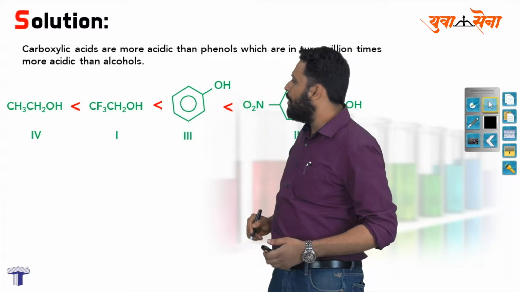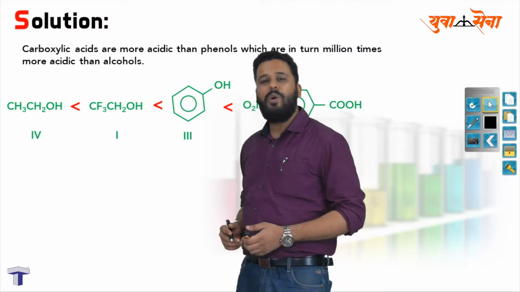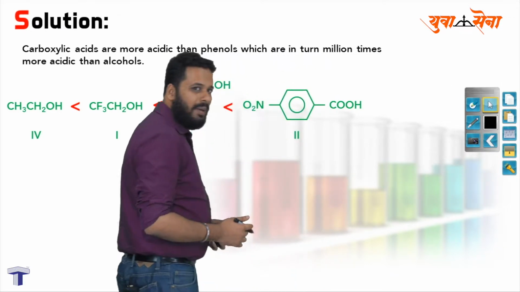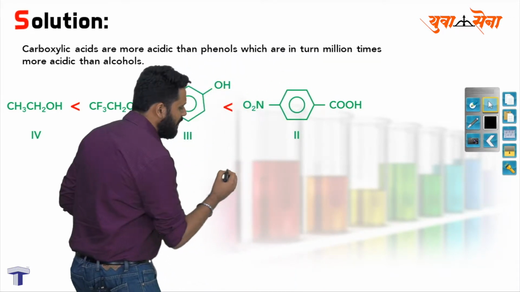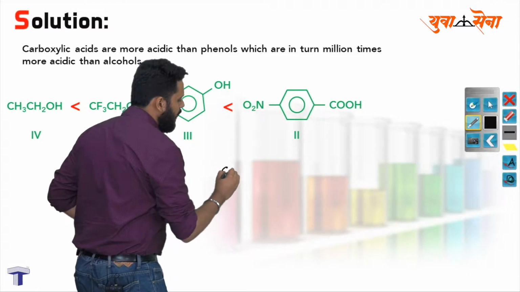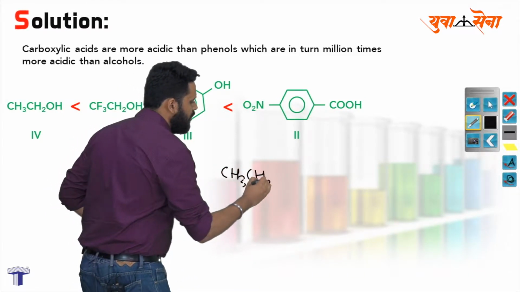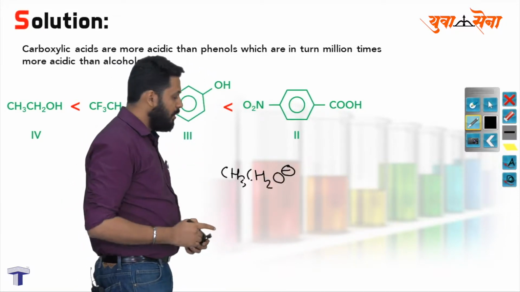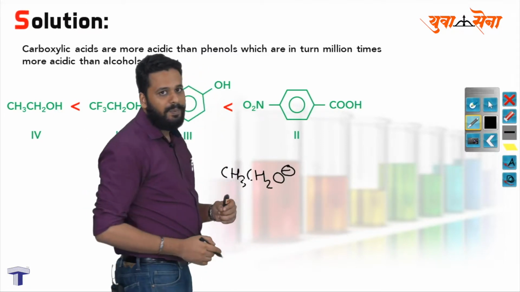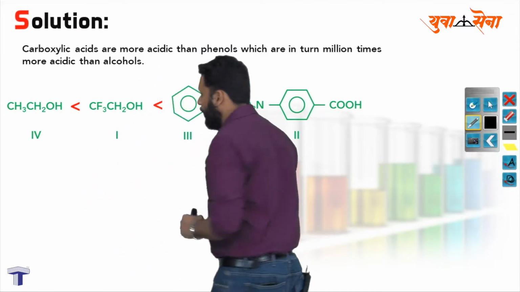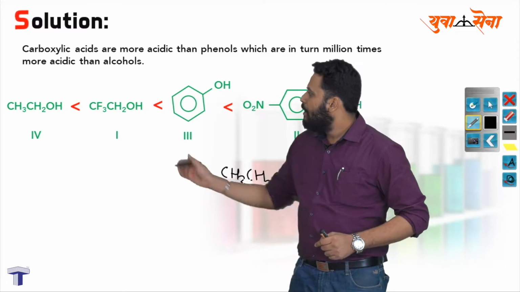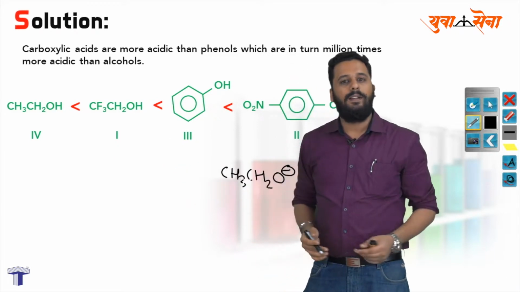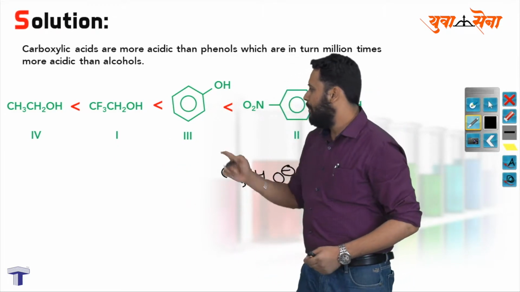Now when we talk about CH3CH2OH, that is our good old ethanol, its conjugate base structure is going to be something like this. We are going to have CH3, CH2 and O with a minus charge. This is going to be the case for structure number 4. But structure number 1 is 2,2,2-trifluoroethanol. That is the IUPAC name of structure number 1.